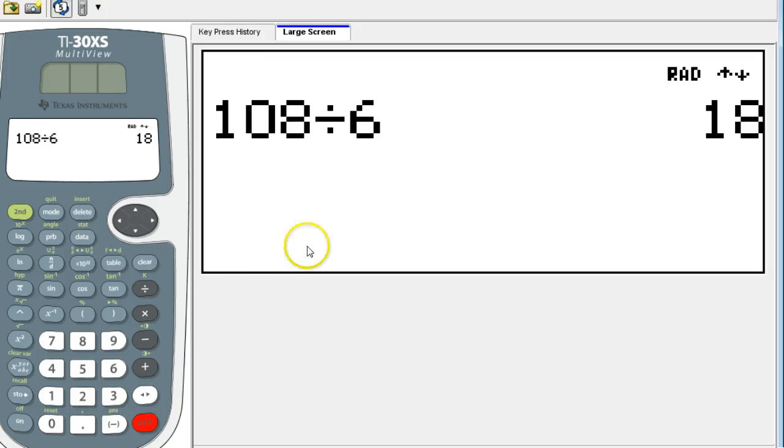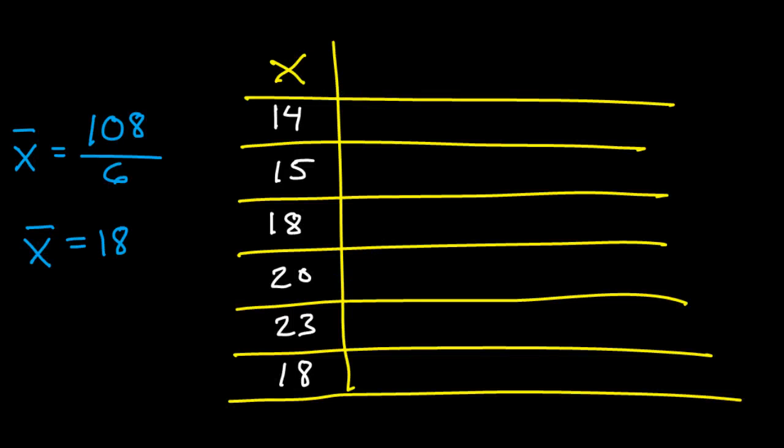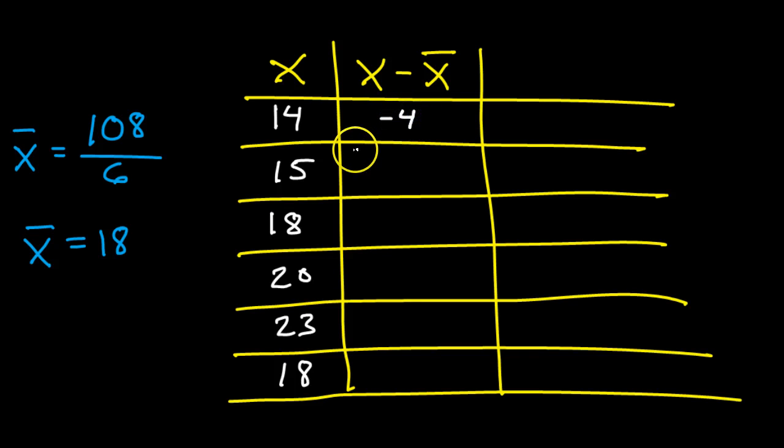Now, to find the standard deviation, you have to do two things. So we're finding the standard deviation by hand. The first thing you need to do is find the difference between the data and the mean, for all of these. So I'm doing 14 minus 18 and 15 minus 18. 14 minus 18 would be negative 4. And 15 minus 18, that's negative 3. 18 minus 18 is 0. 20 minus 18 is 2. 23 minus 18 is 5. And again, 18 minus 18 is 0. So you find all the differences.